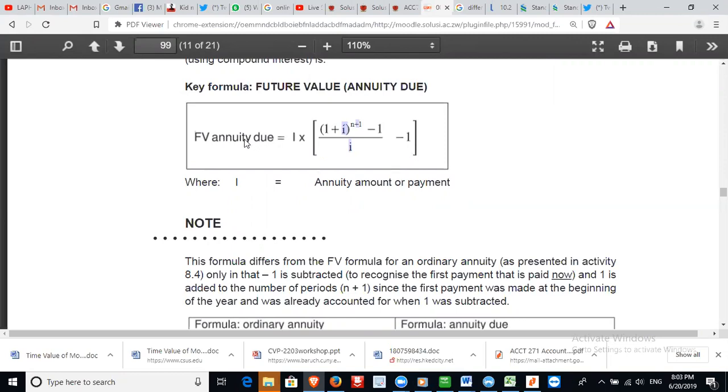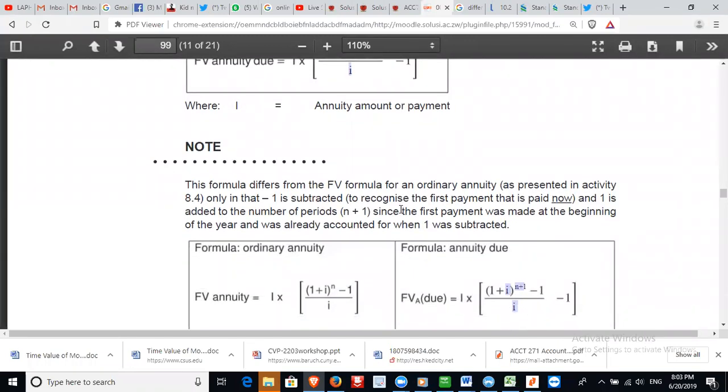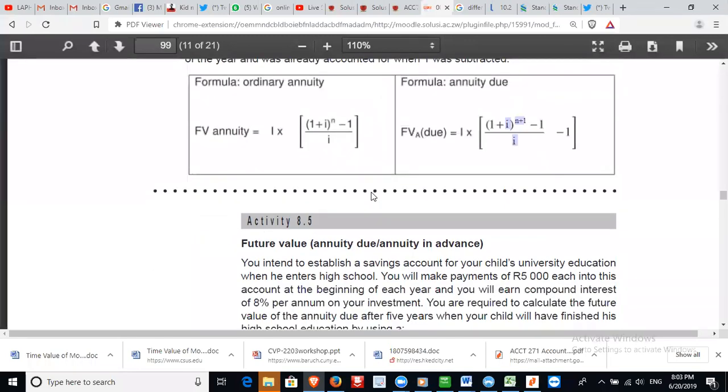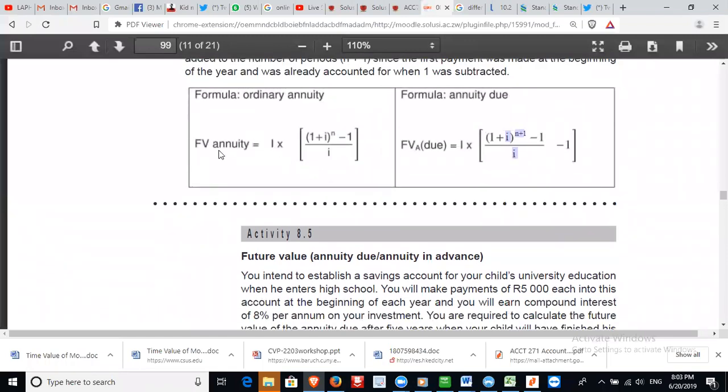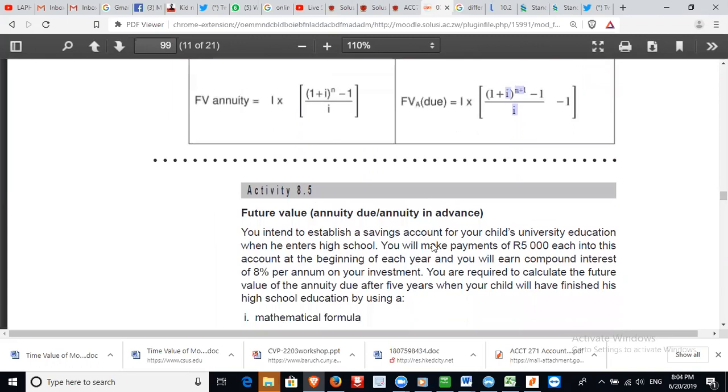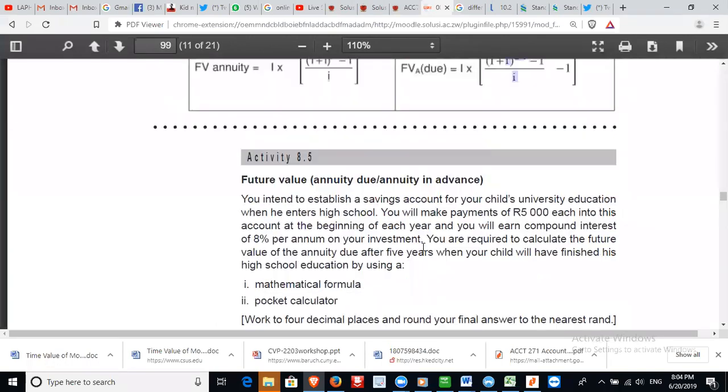So for future value annuity, it's I multiplied by 1 plus I to the power n minus 1 over I. And then on future value annuity due, I multiplied by 1 plus I, n plus 1 minus 1 over I, minus 1. Do you see the difference of our formulas for future value annuity and for future value annuity due? True. Right together. Then we are having this question.